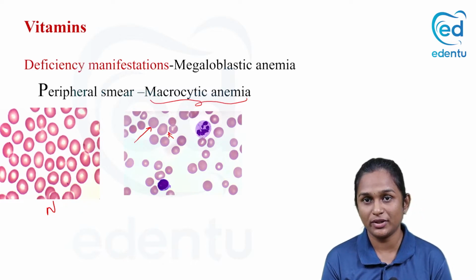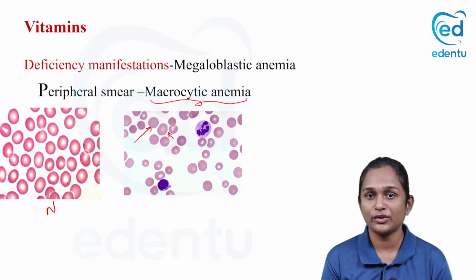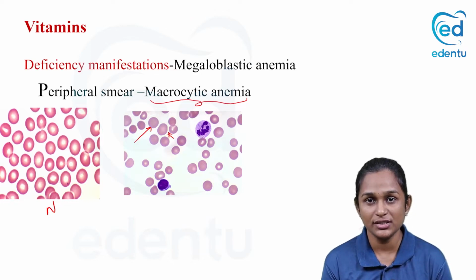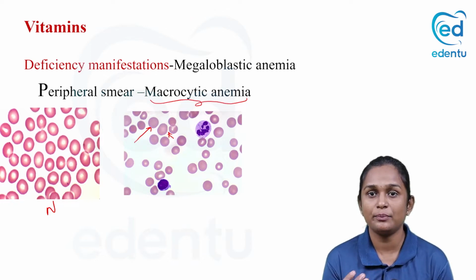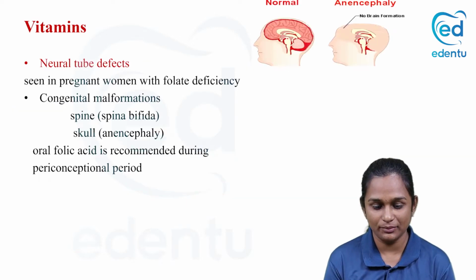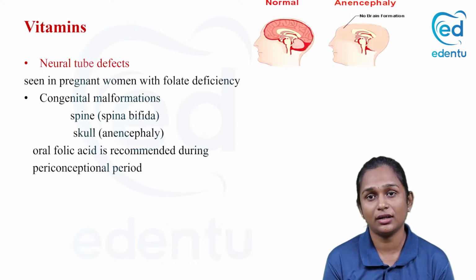Macrocytic anemia will be the peripheral smear picture. It is otherwise called megaloblastic anemia because of asynchrony in the differentiation of cytoplasm and nucleus. The cell looks like a bigger one. So macrocytic anemia, otherwise called megaloblastic anemia.